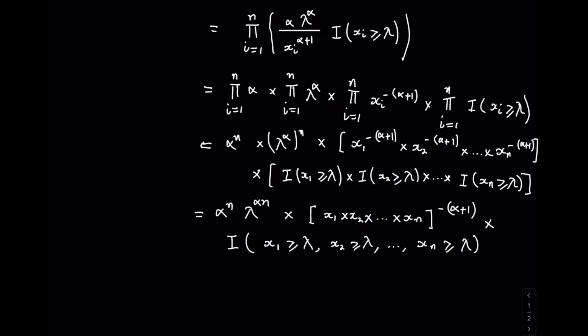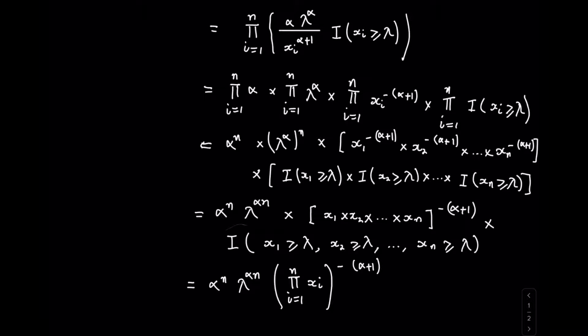So moving on to, hopefully, the last step in our product here. We've just got alpha to the power of n, and gamma of alpha n. In this particular instance, our product of the x1 and x2 to xn, I'm going to rewrite in this nice compact notation as the product of xi's, all to the power of alpha plus 1.